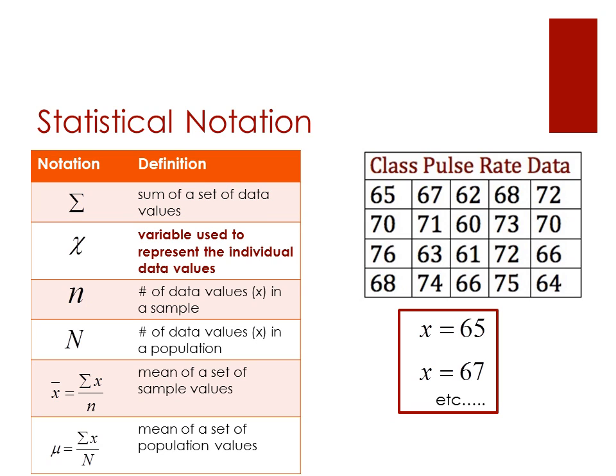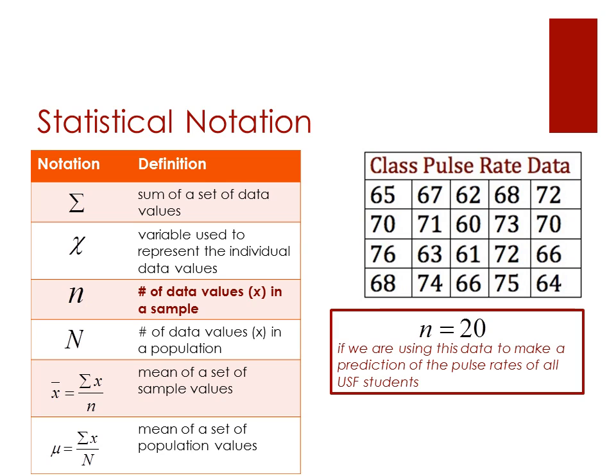X is a variable that's used to represent individual data values. So we would use X to say X represents the class pulse rate data as a variable. Class pulse rate is the variable. We also could use X to represent individual class pulse rate data. So here, X equals 65, X equals 67, and so forth for each of the data points. So X can both refer to the variable category of pulse rate or the specific data points.